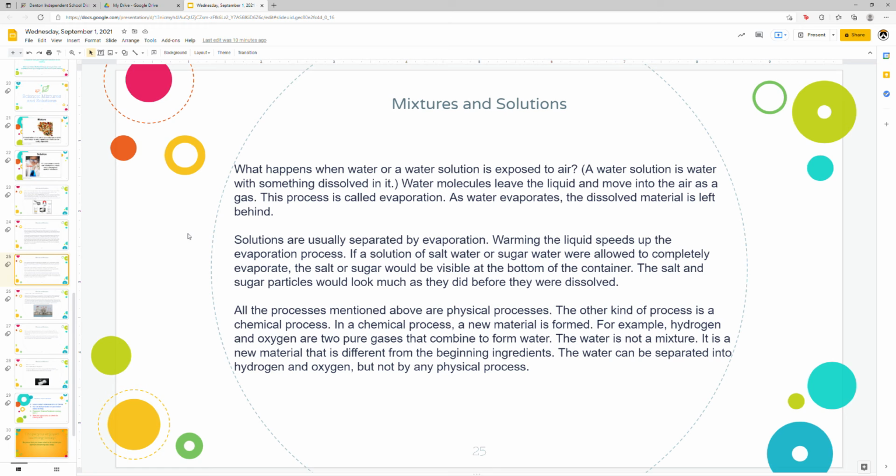All the processes mentioned above are physical processes. The other kind of process is a chemical process. In a chemical process, a new material is formed. For example, hydrogen and oxygen are two pure gases that combine to form water. The water is not a mixture though. It is a new material that is different from the beginning ingredients. Those molecules have chemically bonded together. The water can be separated into hydrogen and oxygen, but not by any physical process.